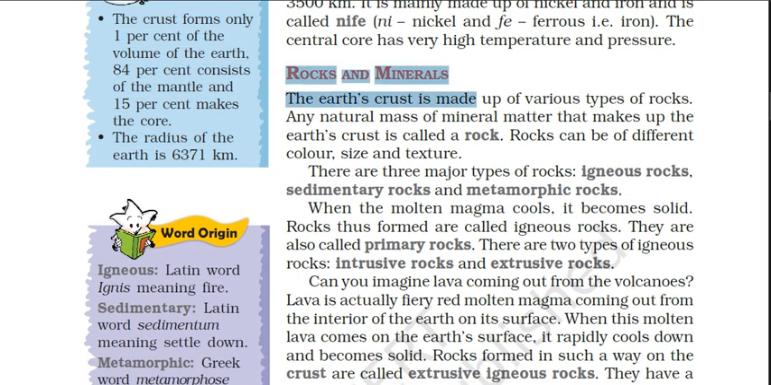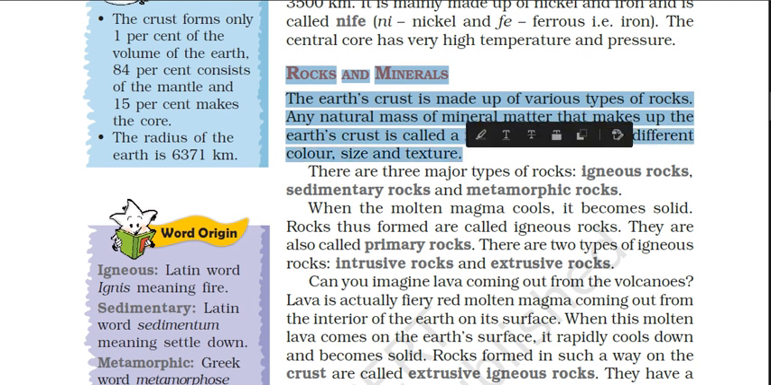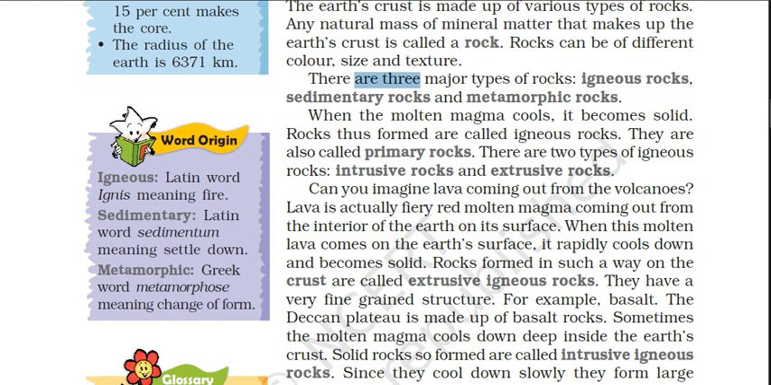Rocks and minerals. The earth's crust is made up of various types of rocks. Any natural mass of mineral matter that makes up the earth's crust is called a rock. Rocks can be of different color, size, and texture. There are three major types of rocks: igneous rocks, sedimentary rocks, and metamorphic rocks.